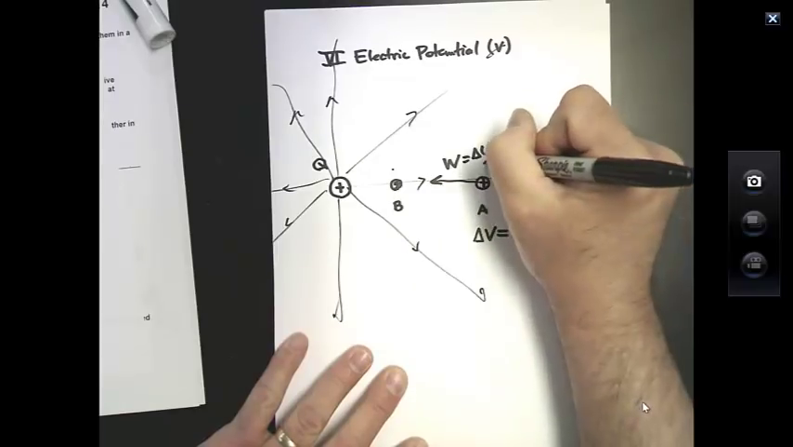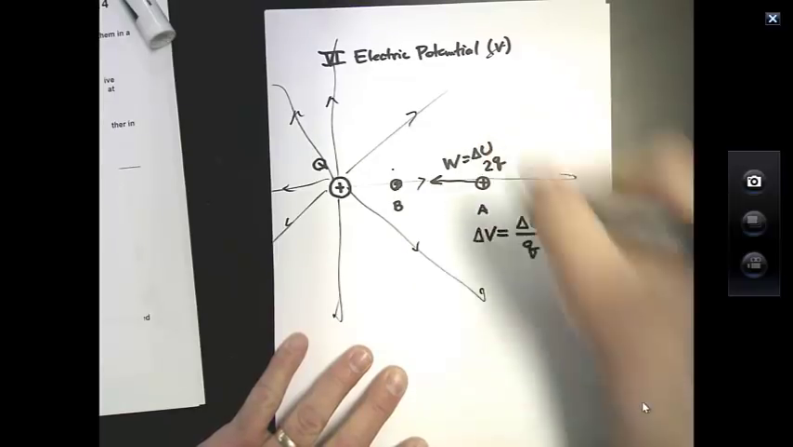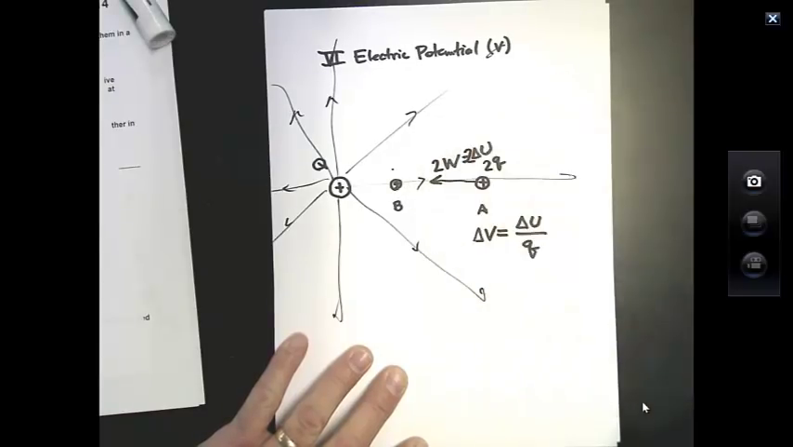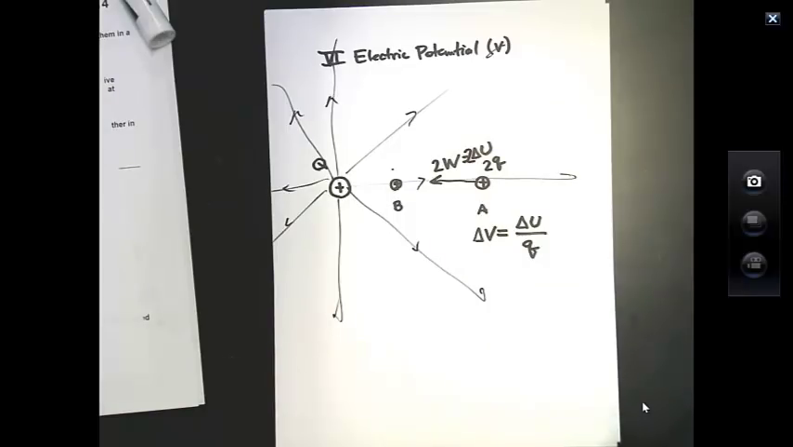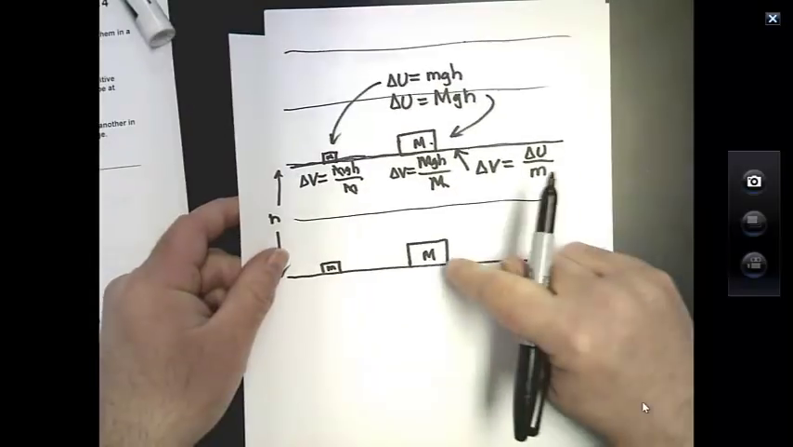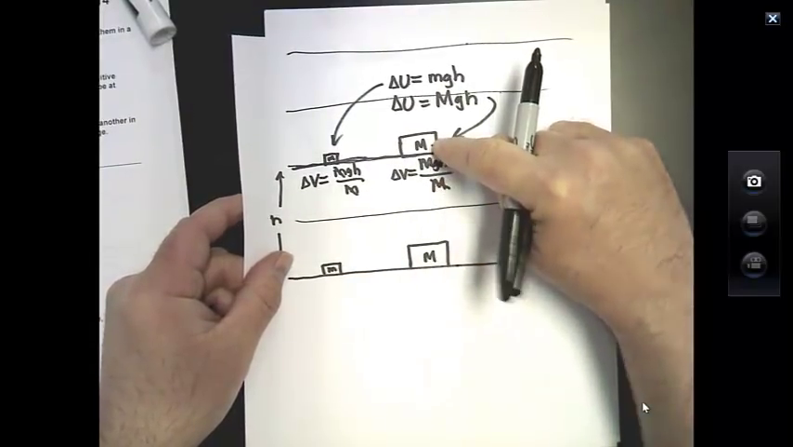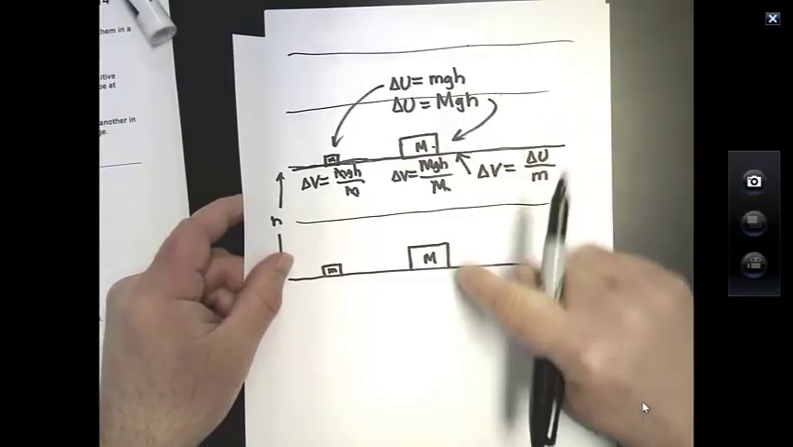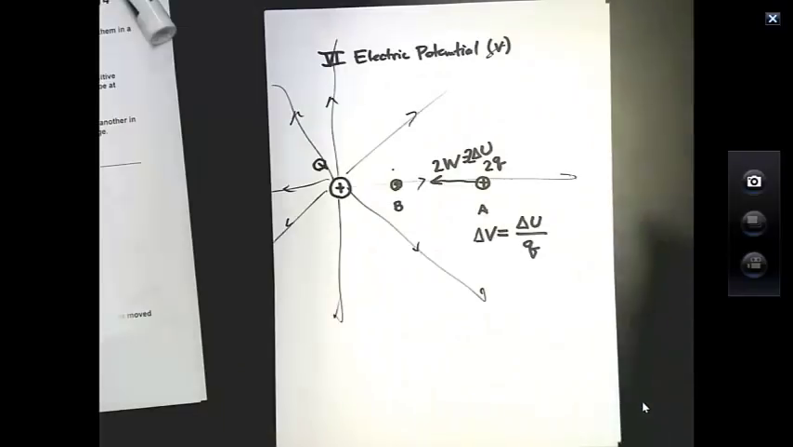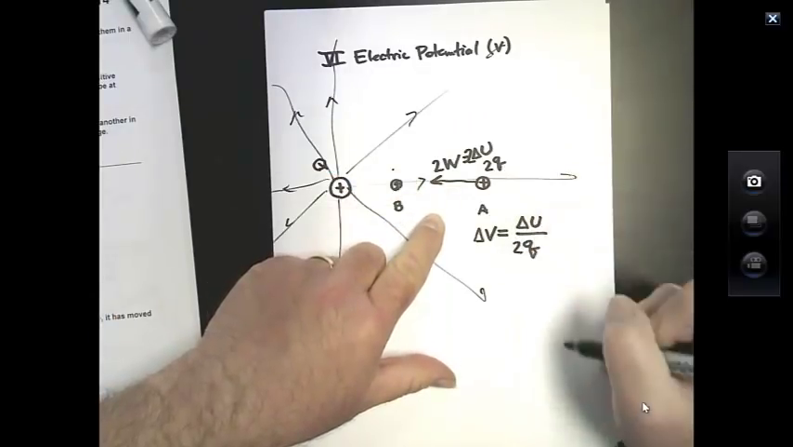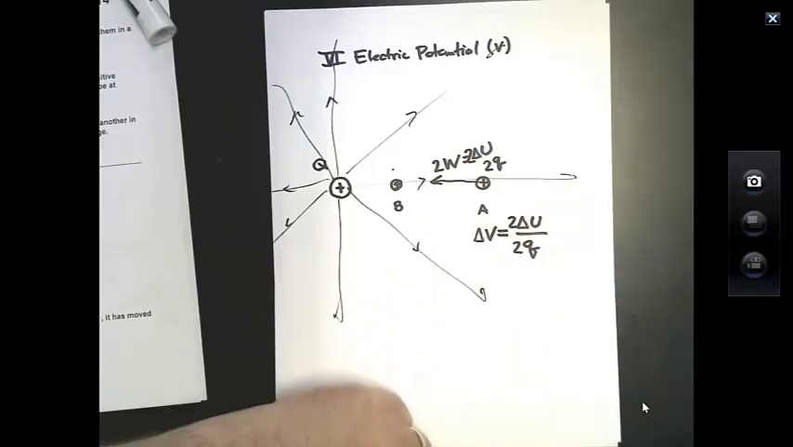Now, if I've got a charge that's twice as big, that means I got to do twice as much work, and it'll be twice as much change in potential energy. Okay, just like this guy, if I've got twice as much mass, I'm going to have twice the change in potential energy. But if we divide by the mass, we have exactly the same potential. Same here. If I take this charge and I double it, I'm also going to get a doubling of the change in potential energy.